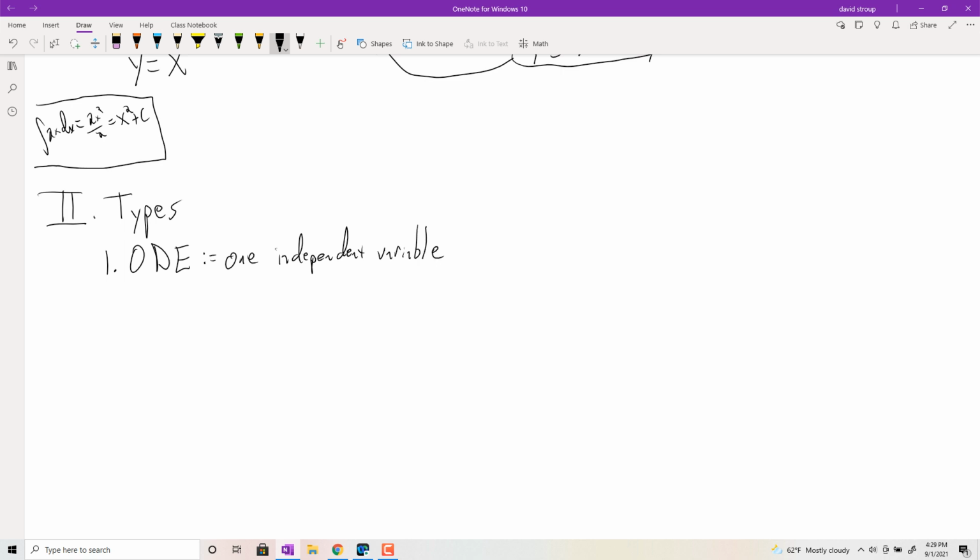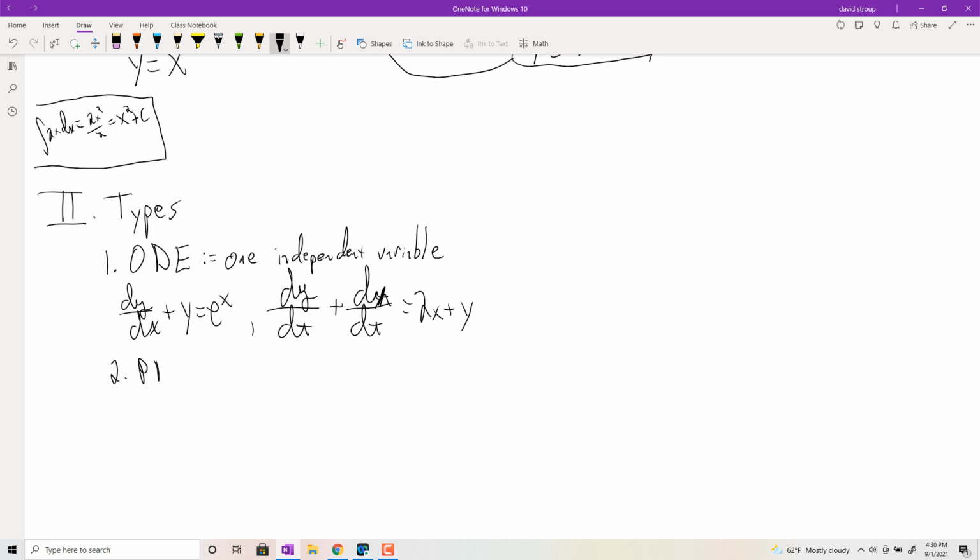Some examples, I think I just took these from the book, but dy over dx plus y equals e to the x. So the independent variable here is x, right? And the function is y. Another one, dy over dt, so the derivative of y with respect to t, plus the derivative of this other function, we'll call it x with respect to t, equals 2x plus y. So here, one independent variable is the t, but you have two different functions, the y and then the x. Okay. Sorry about my x's, pretty nasty.